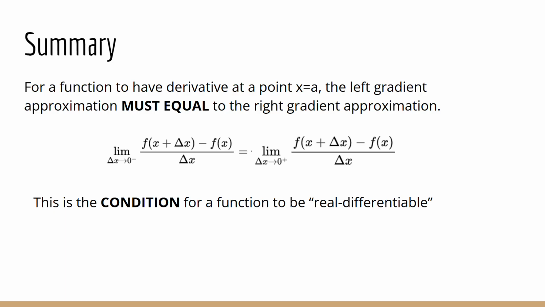So let me do a quick summary of what we just talked about. For a function to have a derivative at a point x equals a, the left gradient approximation must equal the right gradient approximation. Basically, the limit as delta x approaches 0 from the negative side equals the gradient estimated as delta x approaches 0 from the positive side. If these two limits are equal to one another, that means the derivative is well defined at the point x. So this is the condition for a function to be real differentiable.